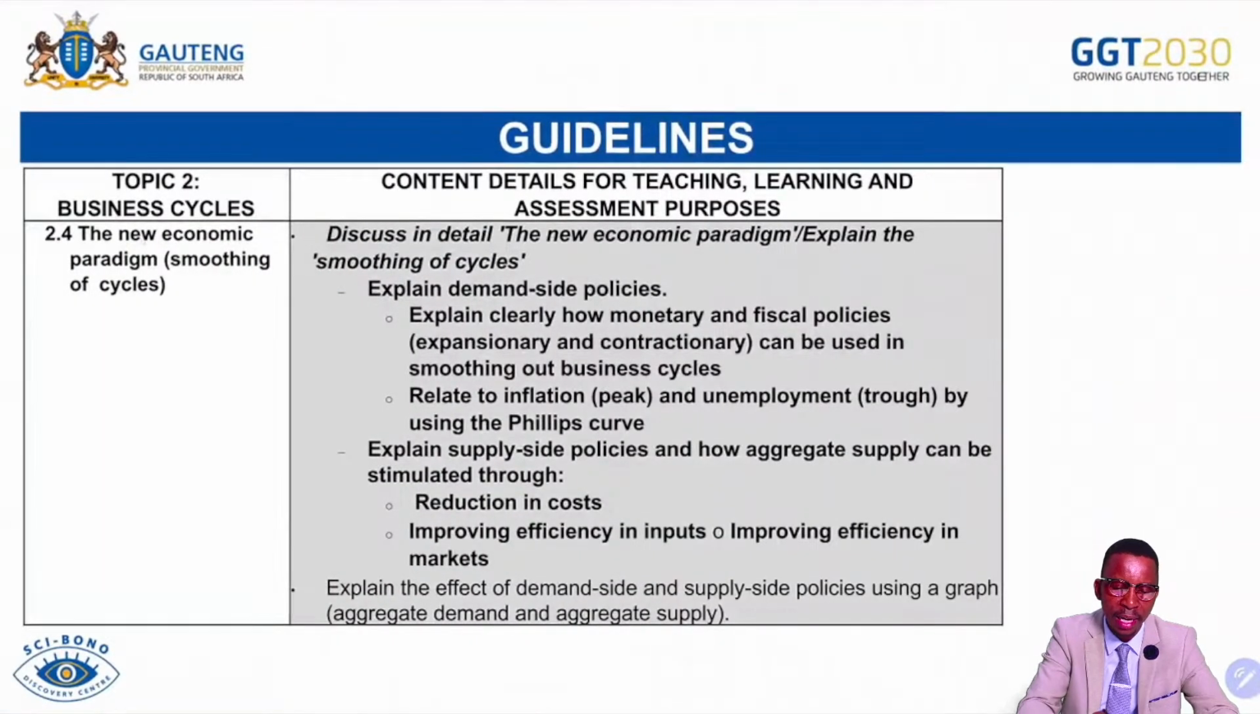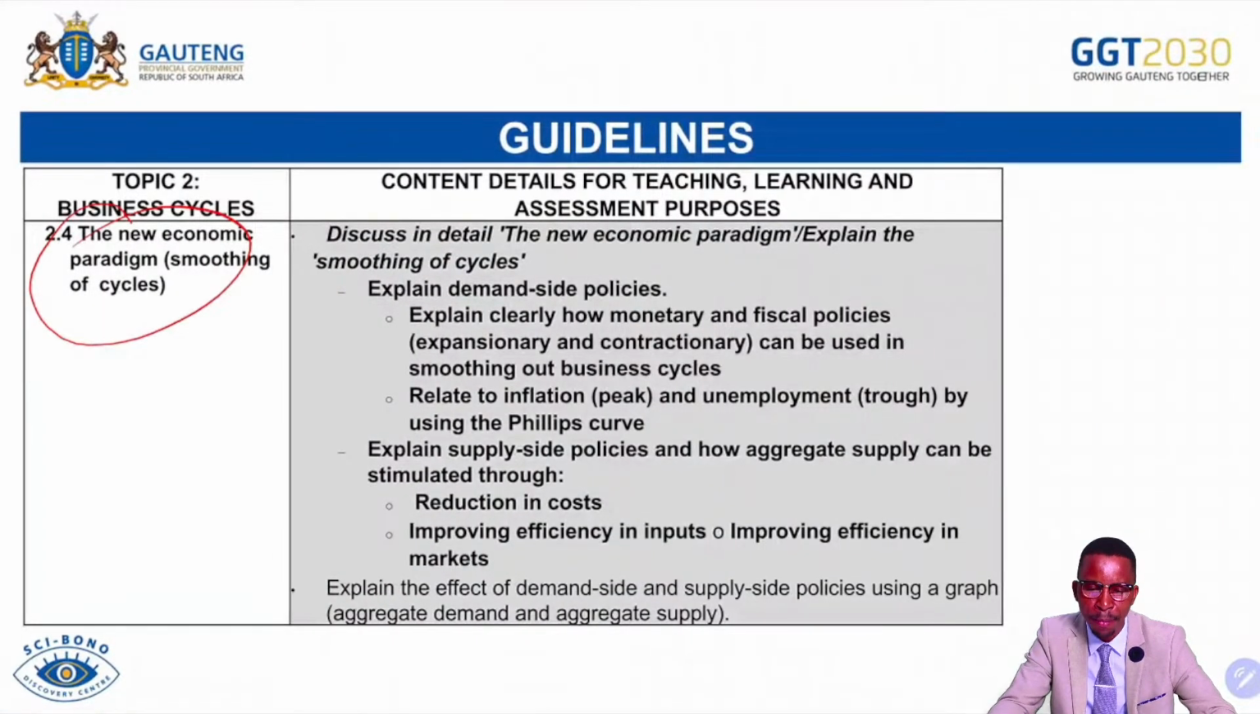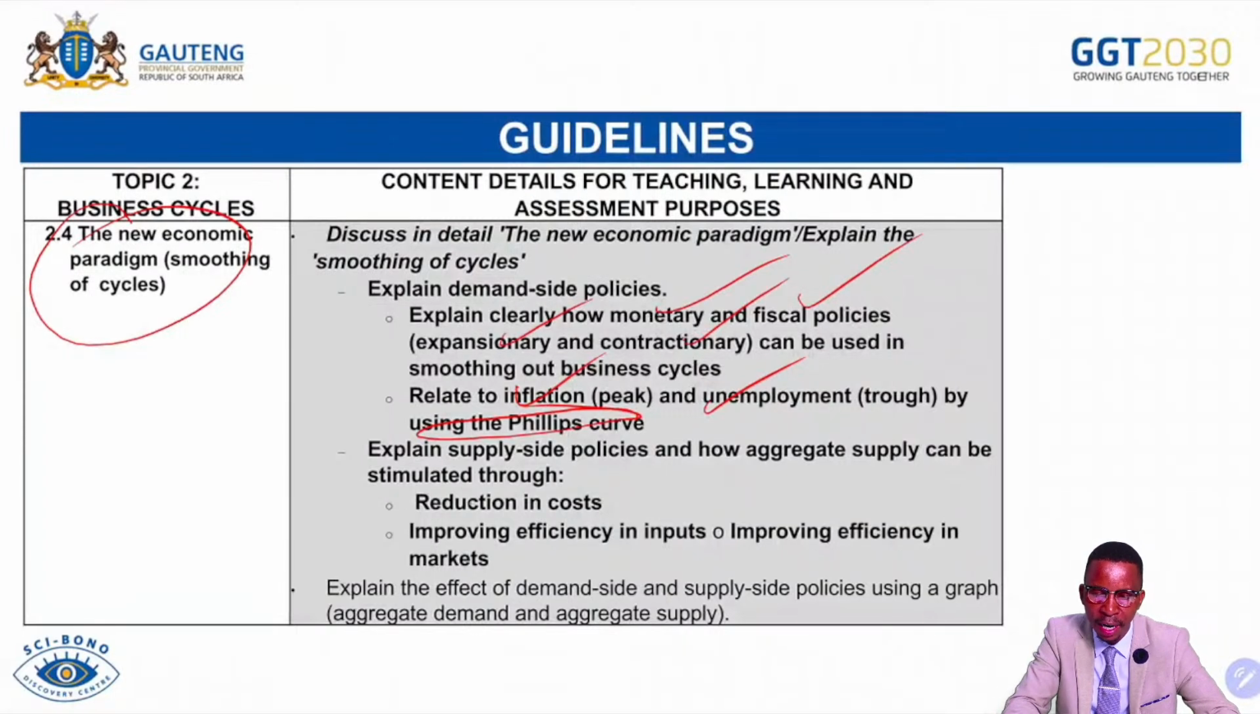And then be able to discuss in detail the new economic paradigm using both demand side policies and supply side policies. On the demand side, you talk about the likes of monetary policy and fiscal policy in both the expansionary and contractionary ways. You talk about unemployment and inflation, where you will also use the Phillips curve to explain. On the supply side, you explain supply side policies and how aggregate supply can be stimulated in the economy. That's when you discuss reducing the cost of doing business, improving efficiency of inputs, and improving efficiency of markets.